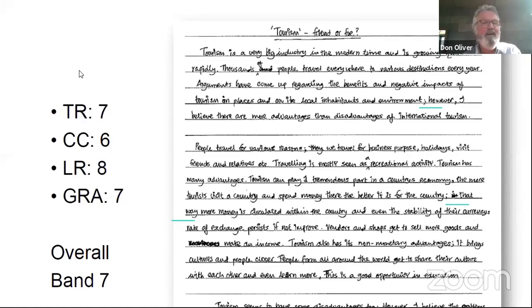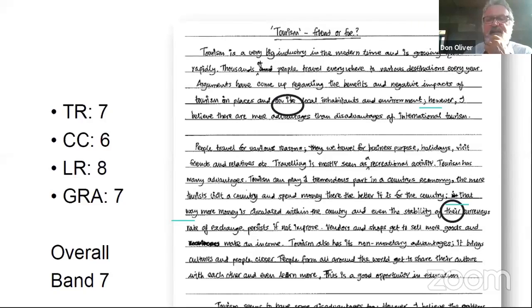And then they make a few errors which prevent them from getting the score that they need in coherence and cohesion. Do you see here? They say, arguments have come up regarding the benefits and negative impacts of tourism on places and on its local inhabitants. Now, why is this a problem? Remember I talked about pronouns before? What does the pronoun refer to? This is a part of coherence and cohesion. Talking about the impacts of tourism on places and on its local inhabitants. Well, places is plural and its is singular. So its is meant to refer to places, but it's confusing for the reader. Does it refer to places or does it refer to tourism?